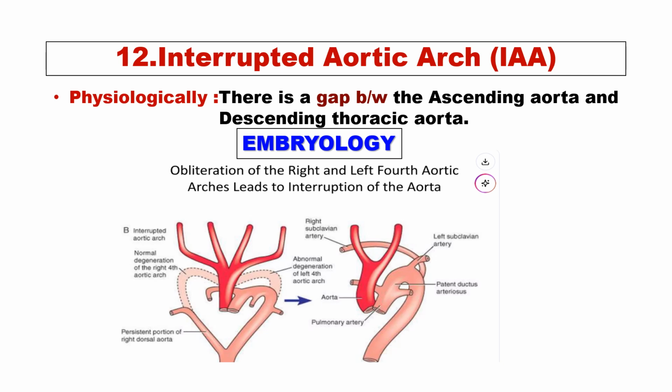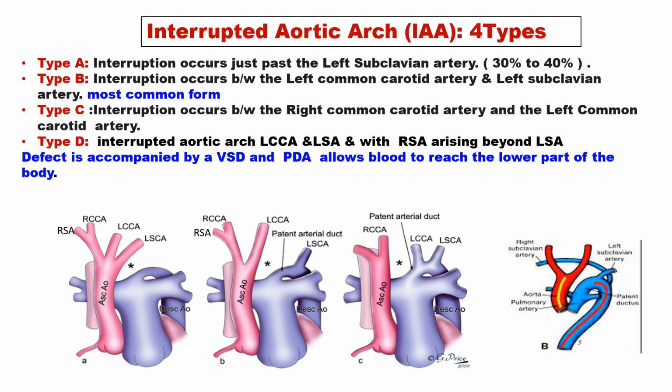Interrupted aortic arch. Physiologically, there is a gap between the ascending aorta and descending aorta. Embryologically, it is mainly due to the obliteration of the right and left fourth aortic arch arteries, which leads to the interruption of the aorta. Interruptions of the aorta are also of four types.